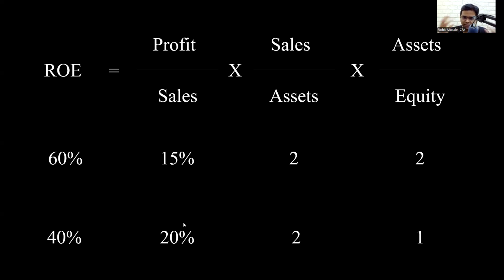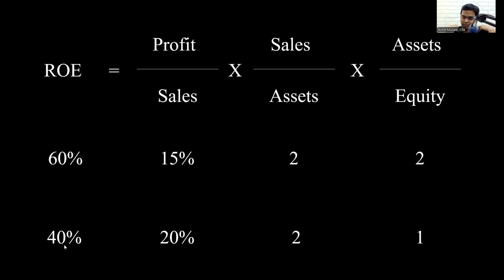Which company has got less financial risk? Which company has got less balance sheet risk? Which company has got less business risk or operational risk? Well, it's this company, right? The 40% company. That is why I said just by looking at the ROE does not tell us which company is better or not. You have to do this kind of analysis, which brings me to the next point.